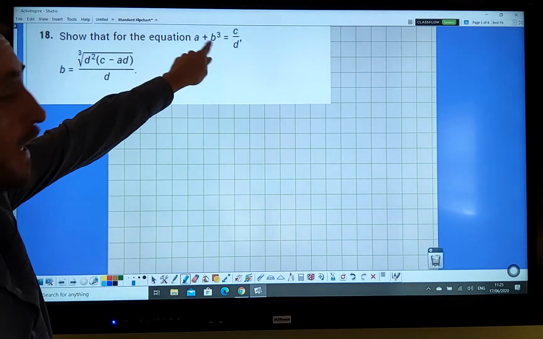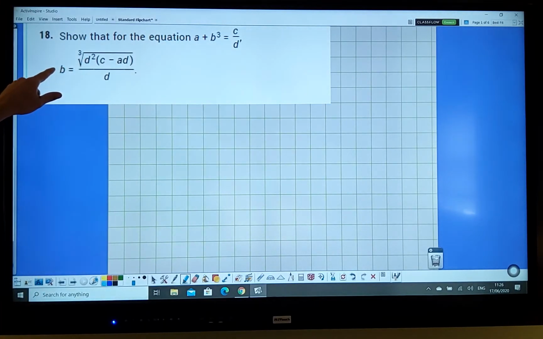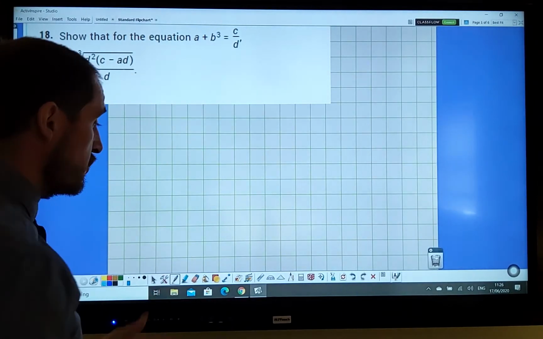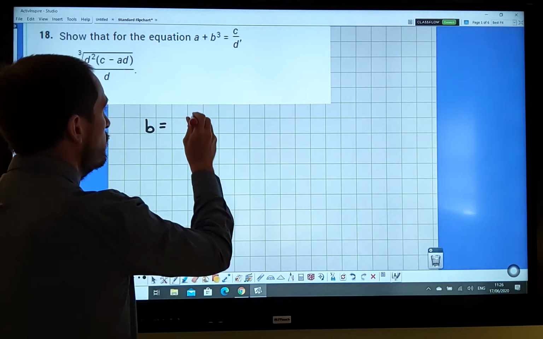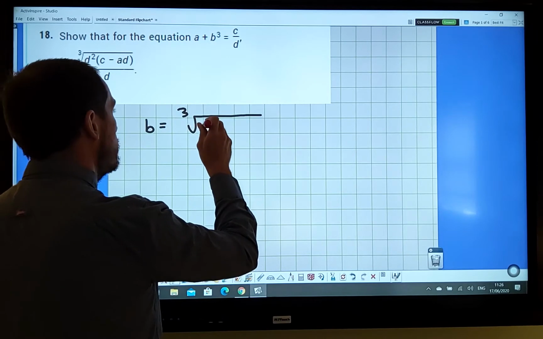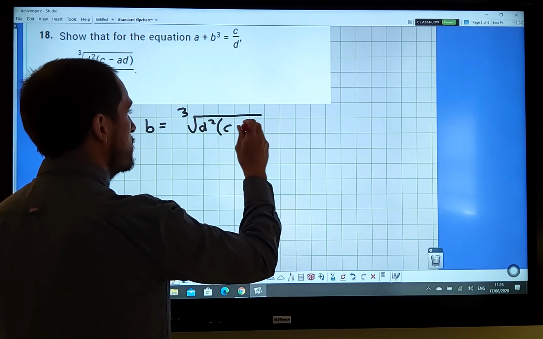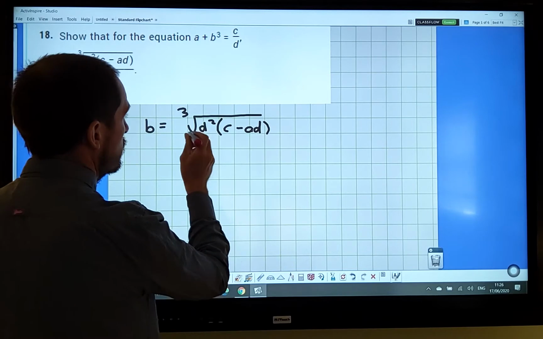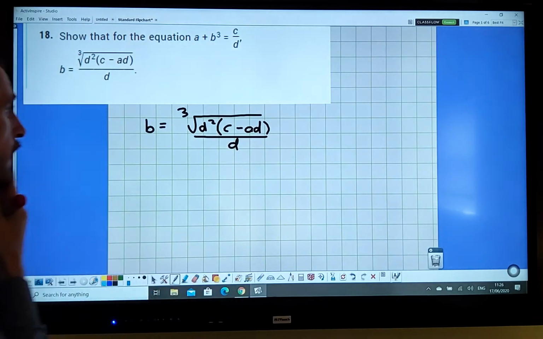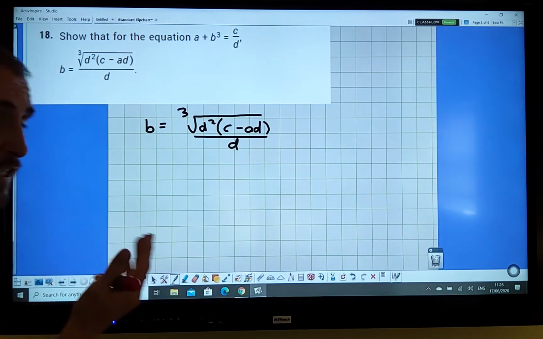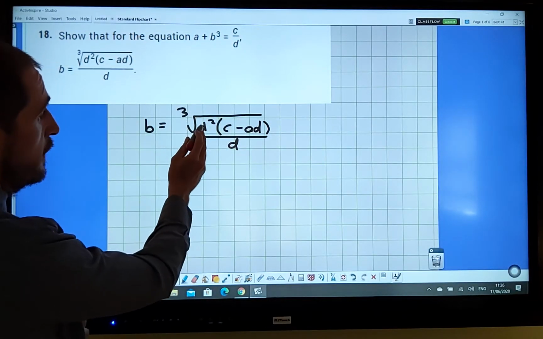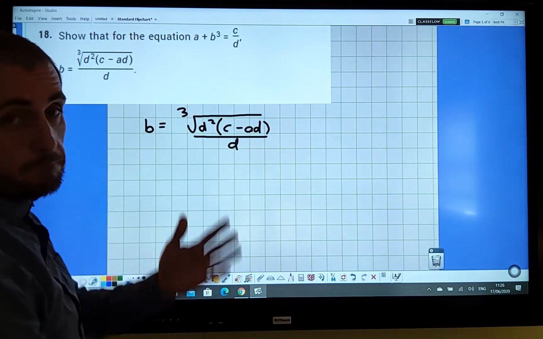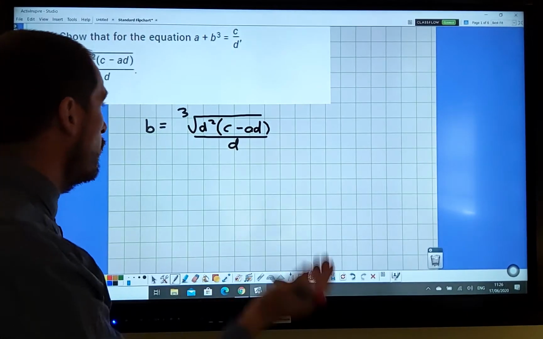So say, rather than manipulating this, what if I manipulate this first to write a plus b cubed equal to c over d, and see if that's an easier way of doing it, because you're still proving the same thing. So let's start with b is equal to the cubed root of d squared times c minus ad all over d. Okay, now I'm going to show you this just mathematically, because you can write b cubed is equal to, you cube everything, so you multiply it by itself twice.